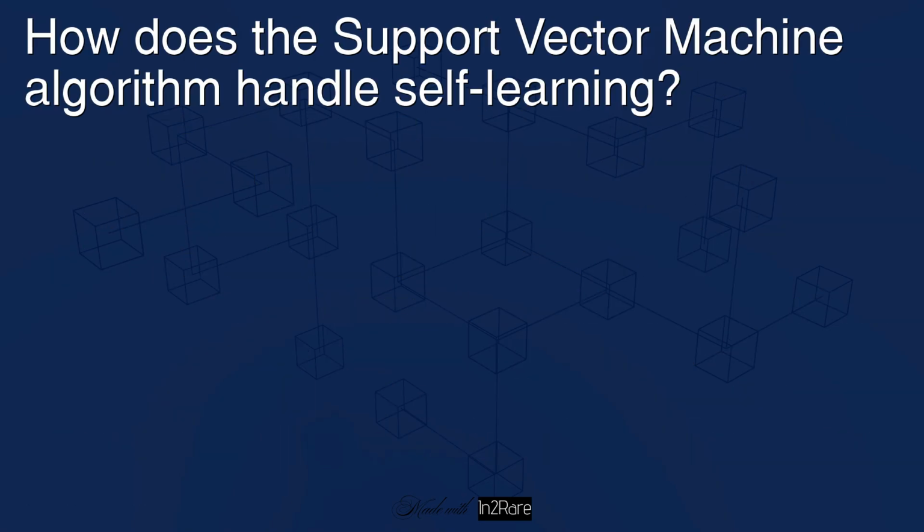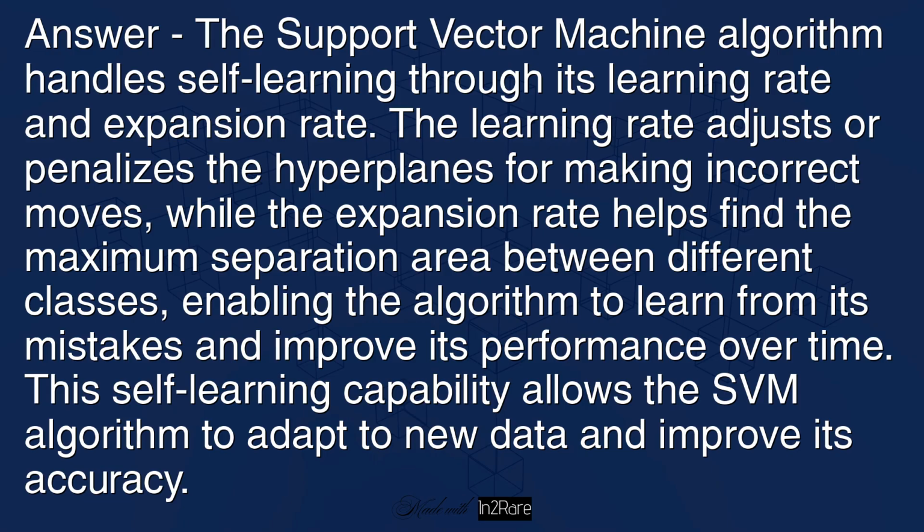How does the support vector machine algorithm handle self-learning? Answer: the support vector machine algorithm handles self-learning through its learning rate and expansion rate. The learning rate adjuster penalizes the hyperplanes for making incorrect moves, while the expansion rate helps find the maximum separation area between different classes, enabling the algorithm to learn from its mistakes and improve its performance over time. This self-learning capability allows the SVM algorithm to adapt to new data and improve its accuracy.